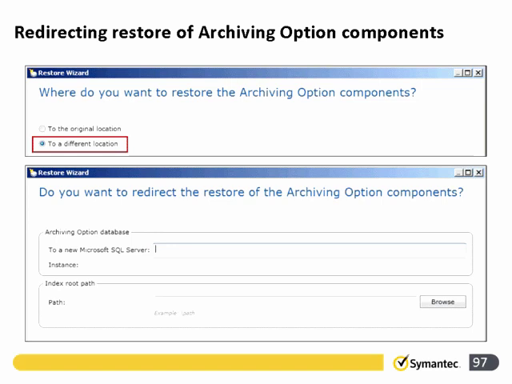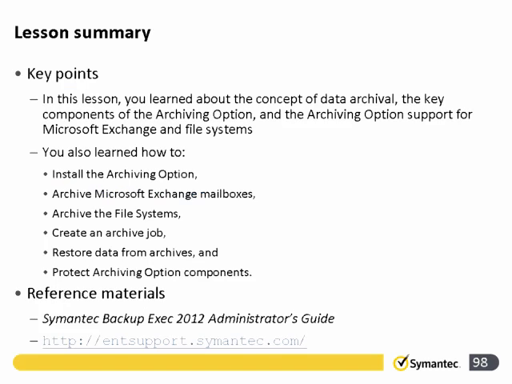So in this lesson, we have learned about the concept of data archiving, the key components for the Backup Exec archiving options, how those archiving options support both Microsoft Exchange and the file systems. We've also discussed how to install the archiving option, how to archive from Microsoft Exchange mailboxes, how to archive from file systems, how to create the jobs that do that archiving, how to restore from the archives, and how to protect the archiving option components.